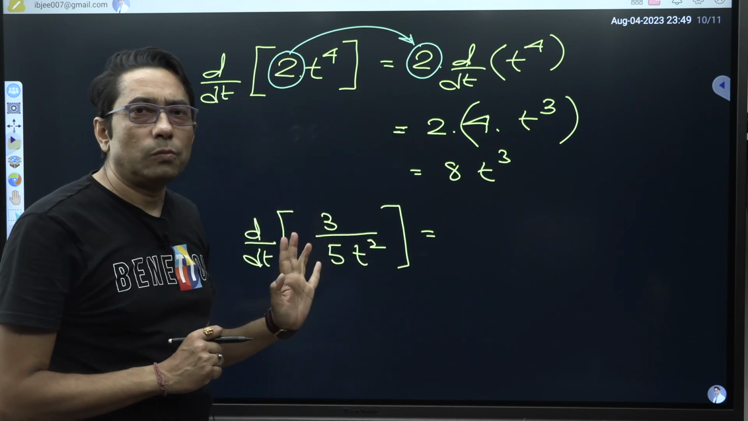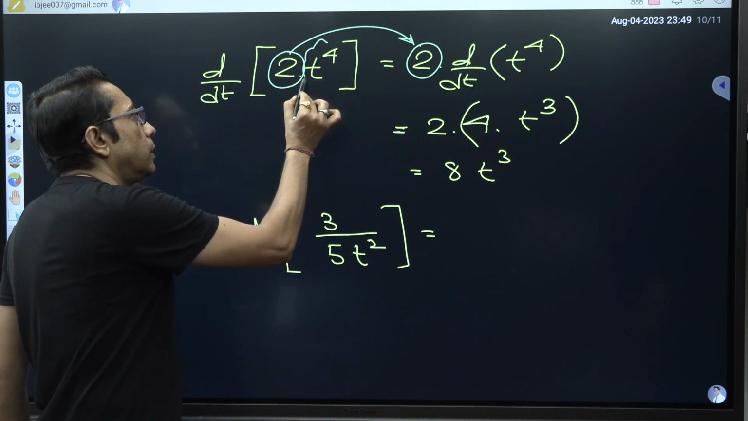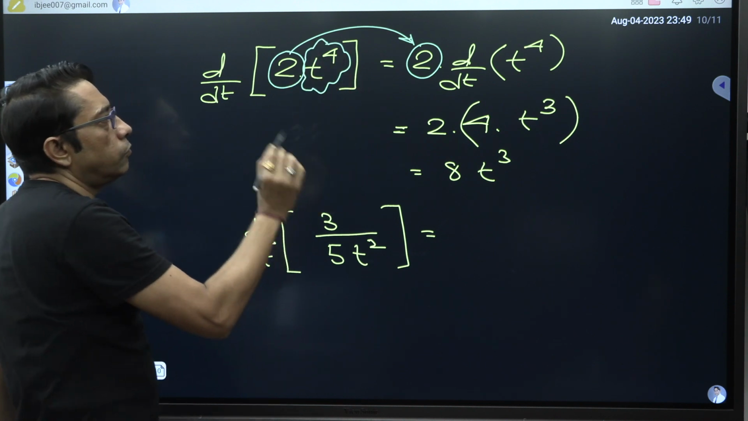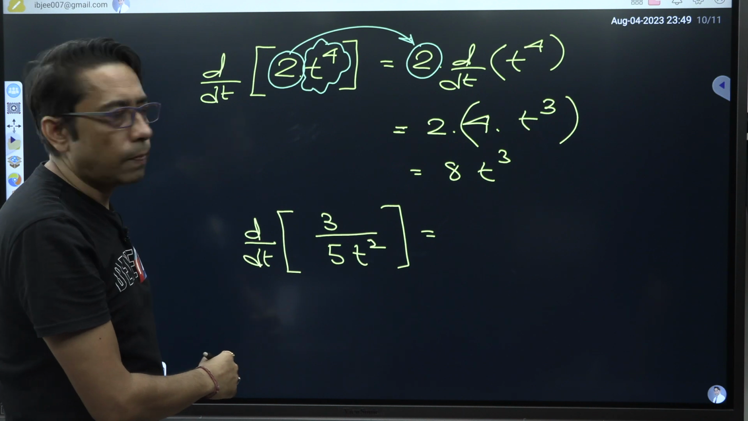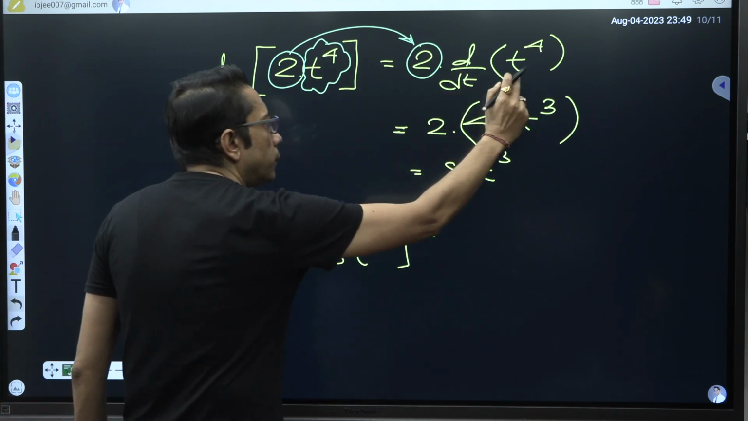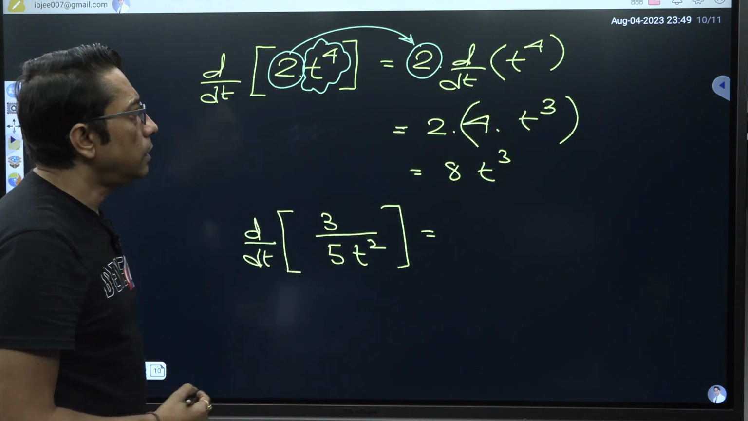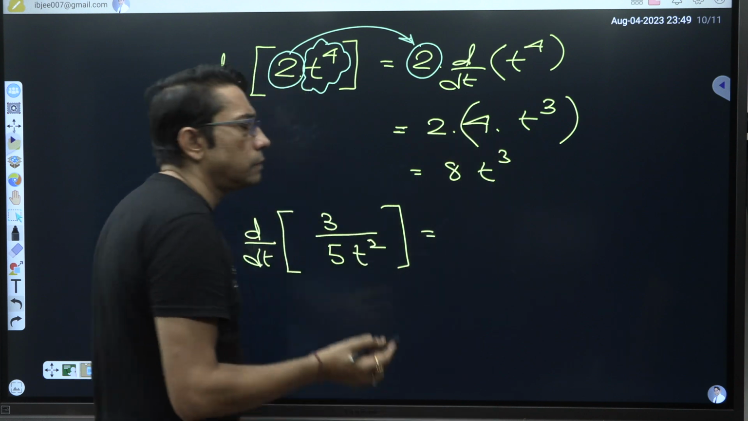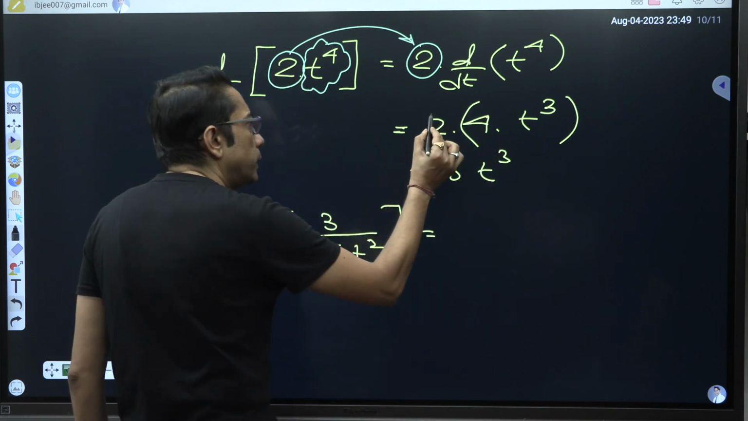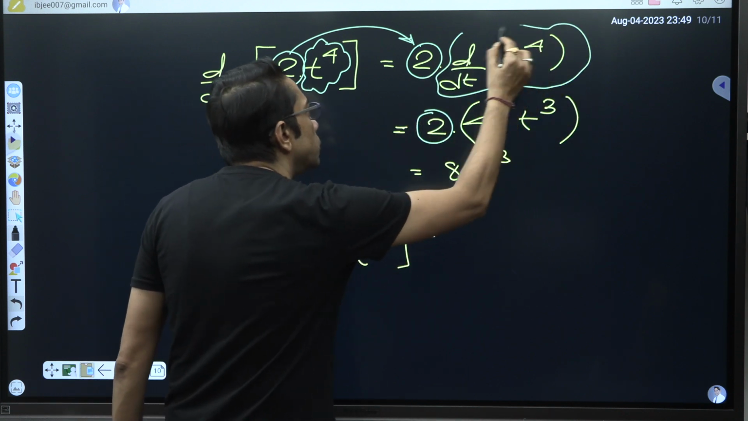2 remains 2. Now we have to differentiate this variable part. This is a variable part, whatever contains t. Okay, so 2 remains constant. We are trying to differentiate only the variable part, that is t to the power 4. Then the normal process, Shomik, tell me this. Keep 2 separate. Just tell me how much should it become.